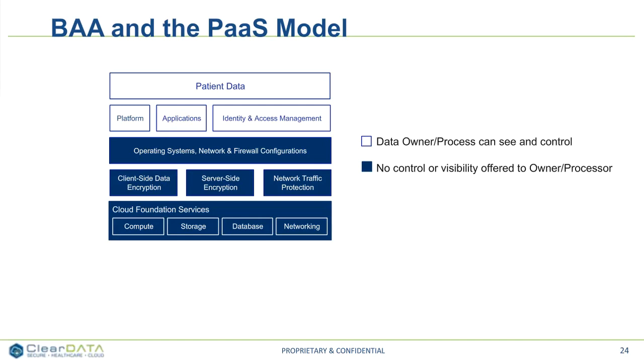Now, thinking about that PaaS model and the BAA, as I mentioned, you really have access to the above areas in the white. The data owner can process, they can see, they can control a lot of that. Down below that, operating system, client-side encryption, network traffic, foundational services, those are very limited control or visibility to the data owner or the processor.